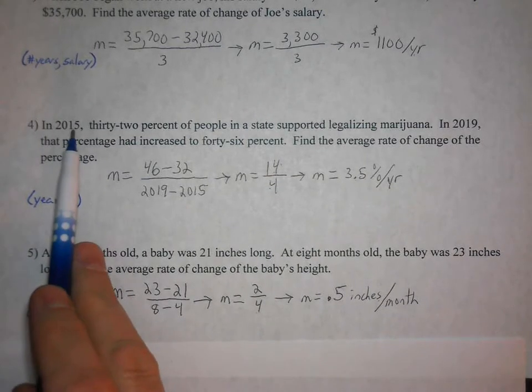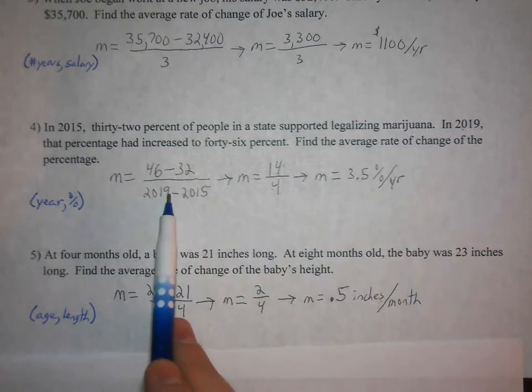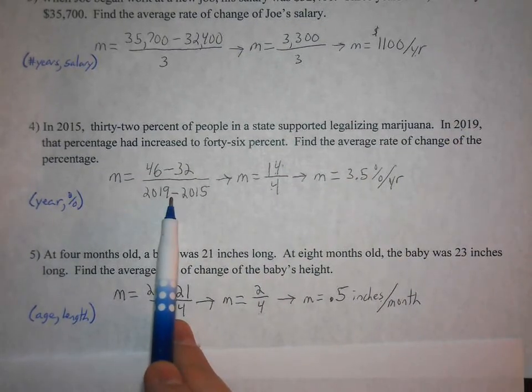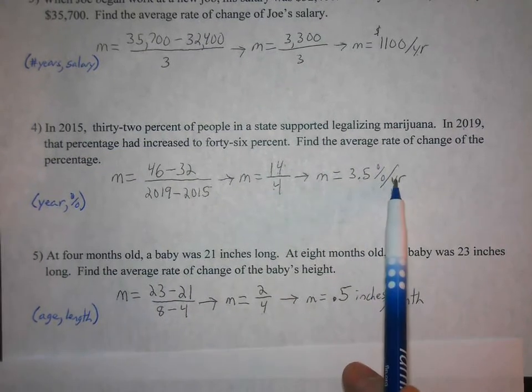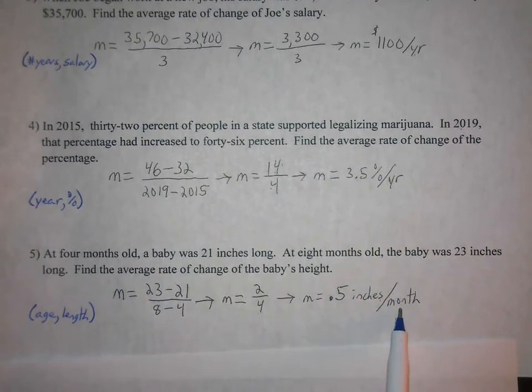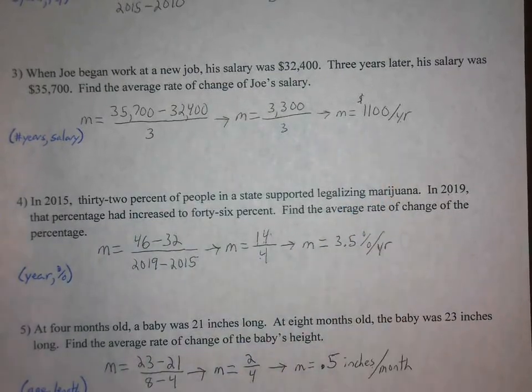So again, in number 4, you're given the years 2015 and 19. That's what you subtract in the denominator, because things usually change over time, like percent per year, inches per month, dollars per year, that's changing over time, and so on.